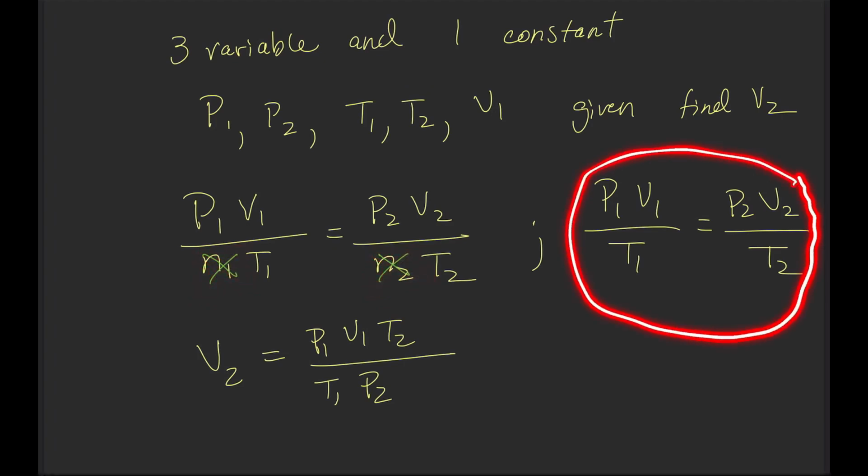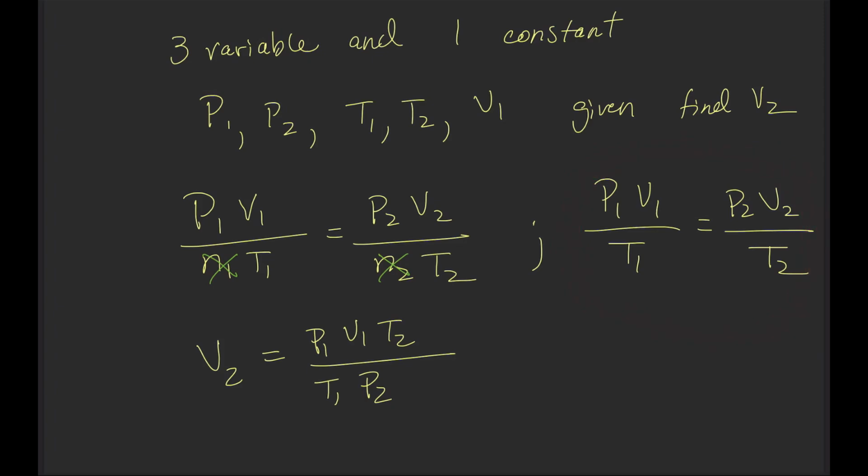This isn't a named law, but this is what we need to know. And then using cross multiplying, we can solve for V2. So we send T2 up, we send P2 down, and we're left with P1 V1 T2 over T1 P2, and that's equal to V2. And once again, we plug in and we solve.